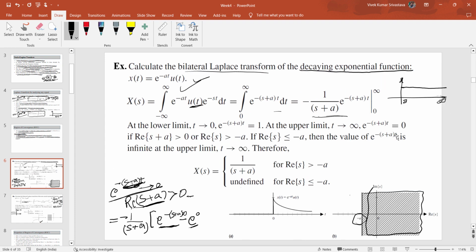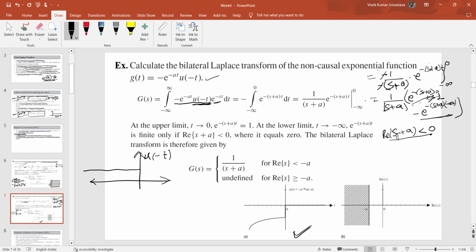So from here, the real part of s should be less than minus a. This basically defines the region of convergence for this function. Once you put this condition, the real part of s plus a should be negative, in this expression, you will get the Laplace transform 1 over s plus a.